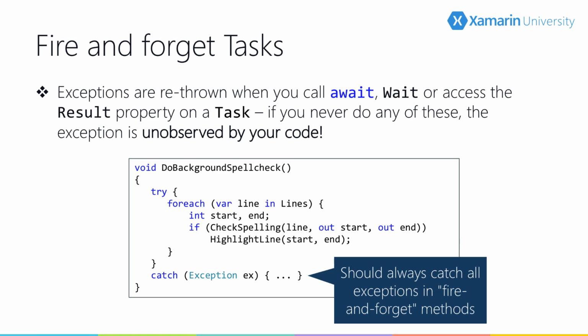The fix is quite easy. Always put a try-catch around it. You should never allow an exception to bubble out of an unobserved task. You could say now, well, I don't care. If it fails, it fails. Well, it's a bug in your application. You should care.